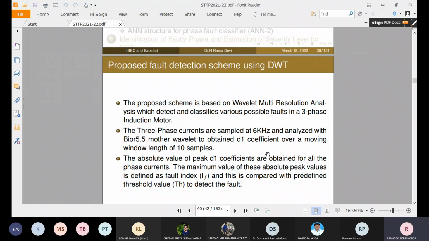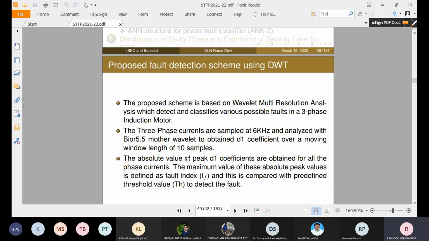Every mother wavelet, when we analyze it, gives us two components: one is the high frequency component and the other is the low frequency component, because the signal is processed through two filters, a low pass filter and a high pass filter. Whenever we send the signal through the low pass filter, we get the approximate coefficients. When the signal is processed through the high pass filter, we get the detail level coefficients.